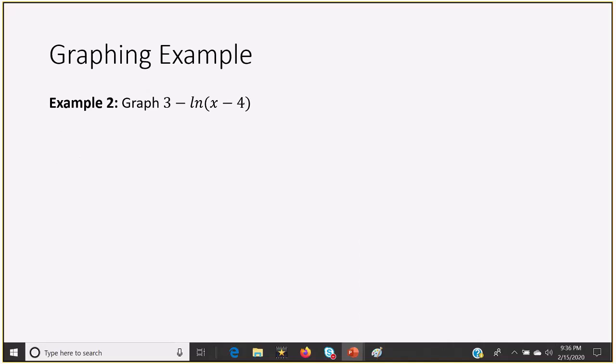So the key points are going to be, well, (1, 0) is always going to be your key point regardless of what the base is. And then your other one is whatever your base is, comma 1. So we know ln is log base e, so my other key point is (e, 1).